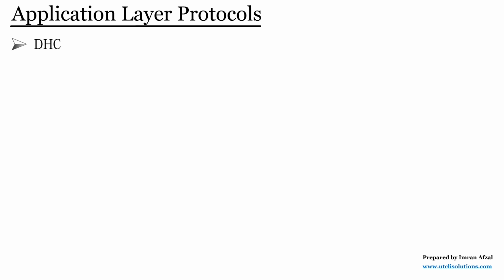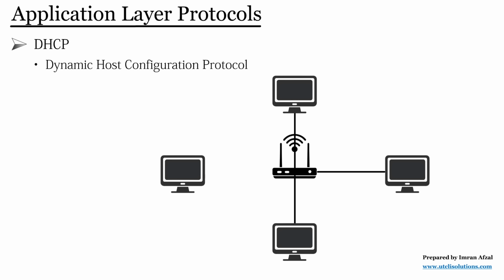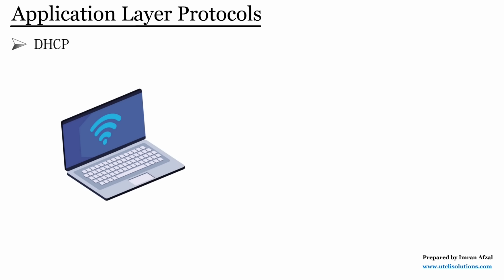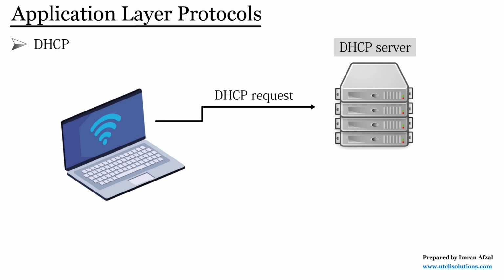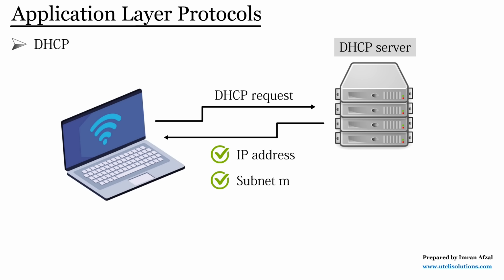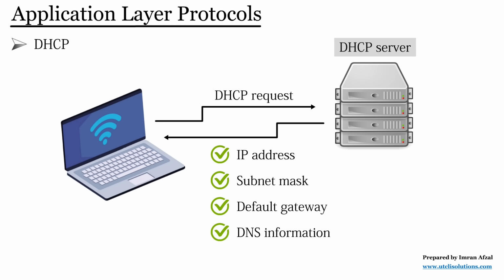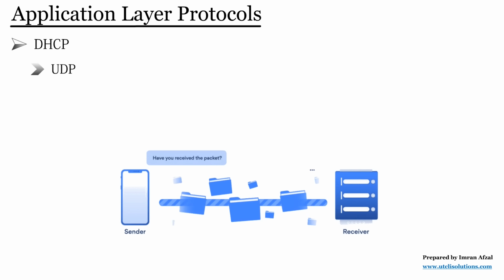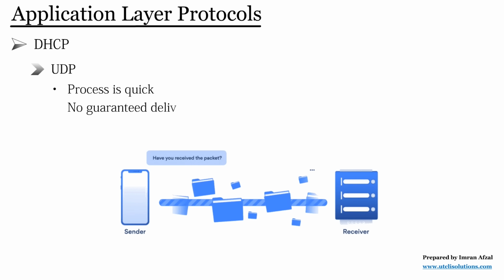Let's talk about DHCP, or Dynamic Host Configuration Protocol. This protocol is responsible for automatically assigning IP addresses and other network settings to devices when they join a network. When you connect to Wi-Fi, your device sends a DHCP request. The DHCP server responds with an IP address, subnet mask, default gateway, and DNS information. Without DHCP, you'd have to manually configure these settings every time you joined a network. DHCP uses UDP since the process is quick and doesn't require guaranteed delivery.